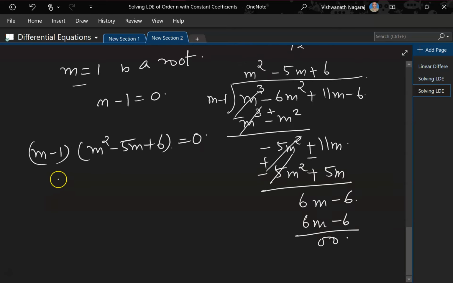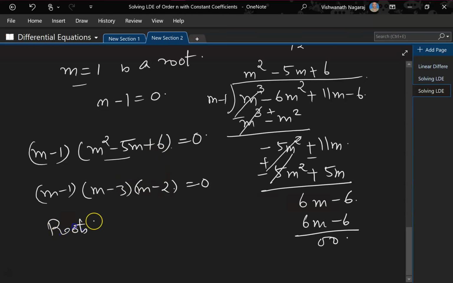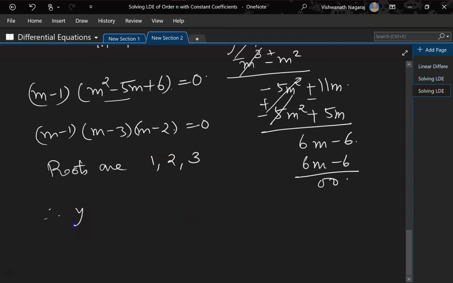Now let's factorize this as well. So m minus 1, and here we get m square, and this would be minus 3, minus 2, 3 twos are 6. Okay, so which means the roots are 1, 2, 3. So our solution would be y is equal to c1 e to the power of x plus c2 e to the power of 2x plus c3 e to the power of 3x.